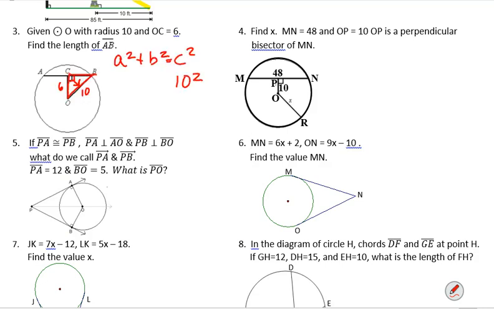So I'm going to put my 10 squared here. And then we're going to solve for CB up here. It's asking us for the length of AB, but the only way I can find that is to find CB first. So I'm going to do CB squared plus 6 squared. So CB squared plus 36 equals 100. Subtract the 36 from both sides, so CB squared is equal to 64. Take the square root of both sides. So CB is equal to 8.